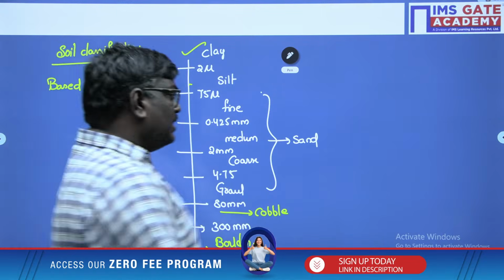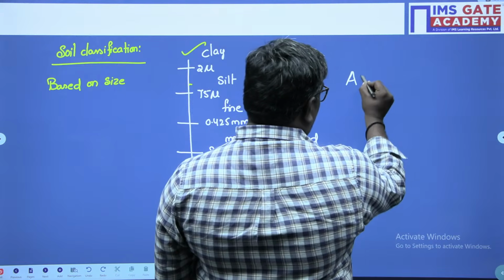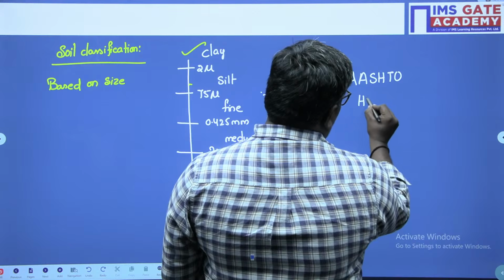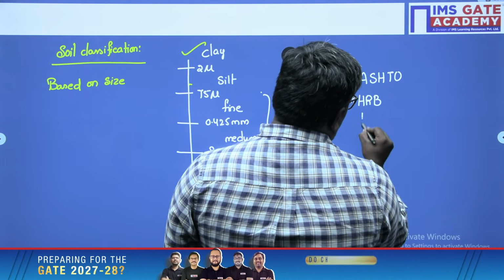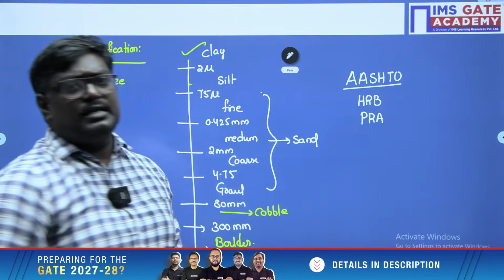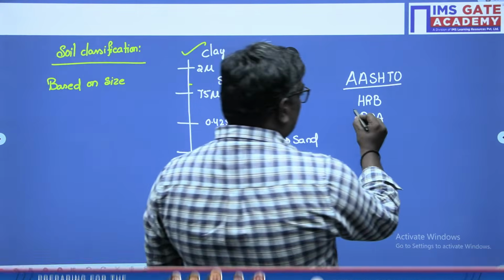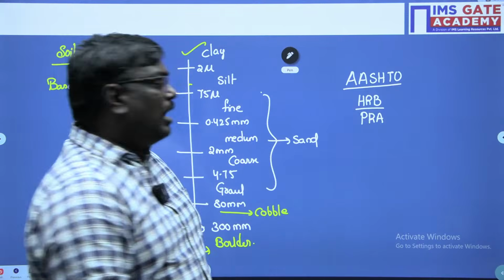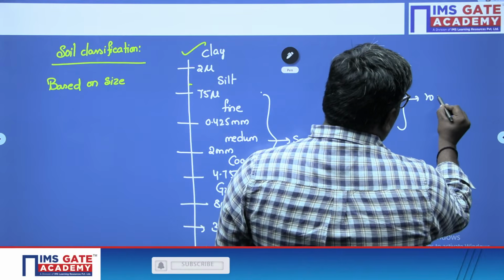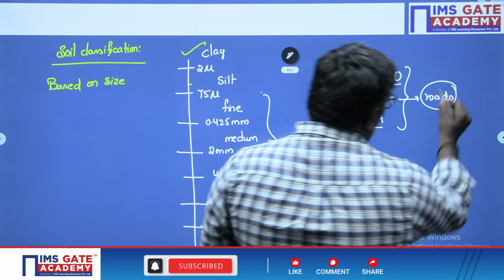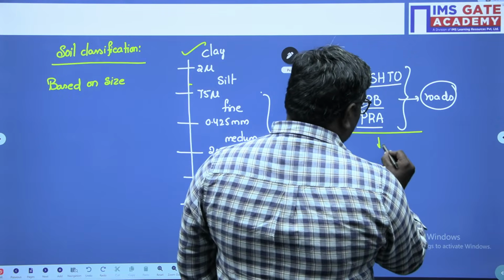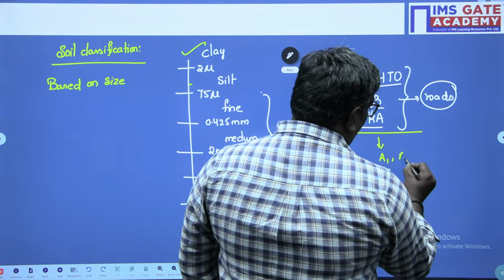Now my dear students, there are some organizations like AASHTO, HRB and PRA. What is AASHTO? American Association of State Highway Transportation Officials. HRB, Highway Research Board. And PRA, Public Roads Administration. All these organizations are related to roads. Their intention is to identify the soil which is suitable for pavement.